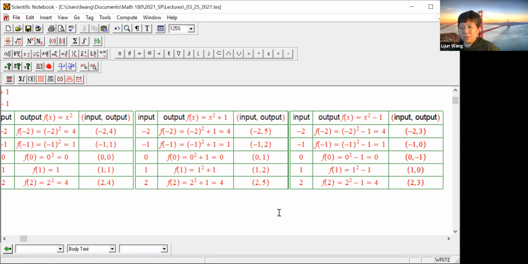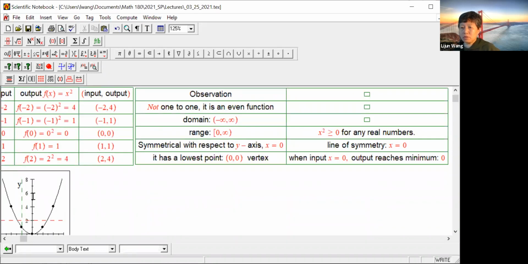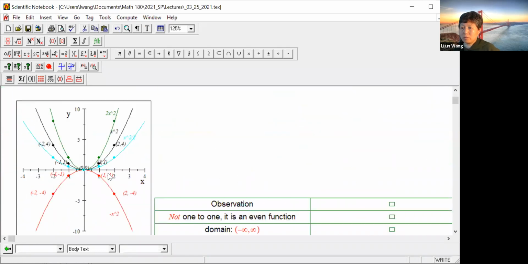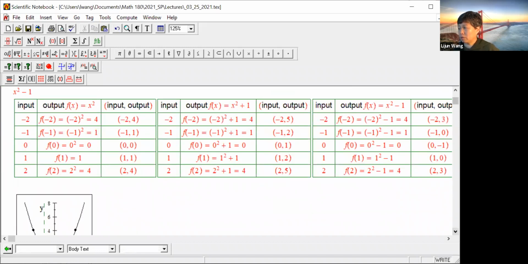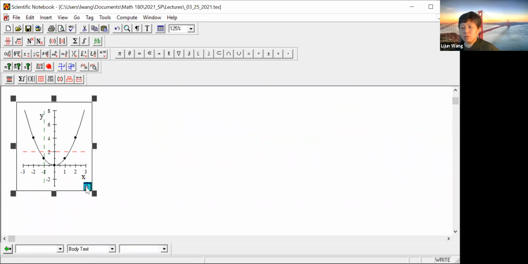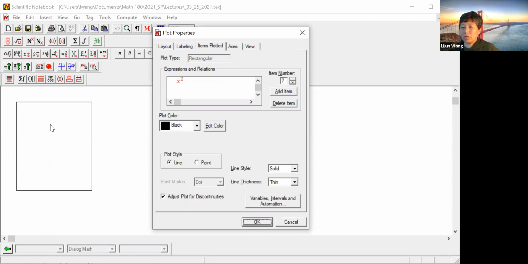And then you start plotting points. Where do you plot points? Okay, I want to make it a little simpler for you. It's easier to plot it with just x squared. Just plot it with x squared. I'm going to remove the green and remove the red. Just plot it in this picture.